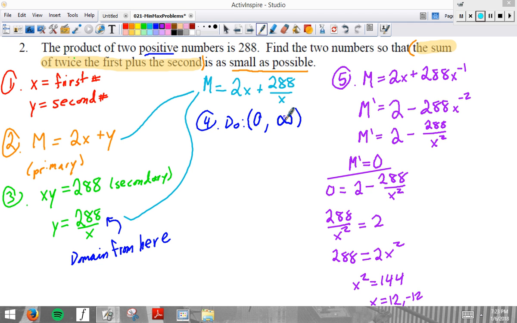Look at the domain. Look at the domain. Oh wait, we can't have negative numbers. So that gets crossed out. And those are our only critical numbers. Our only critical number is x equals 12. I will make a number line.